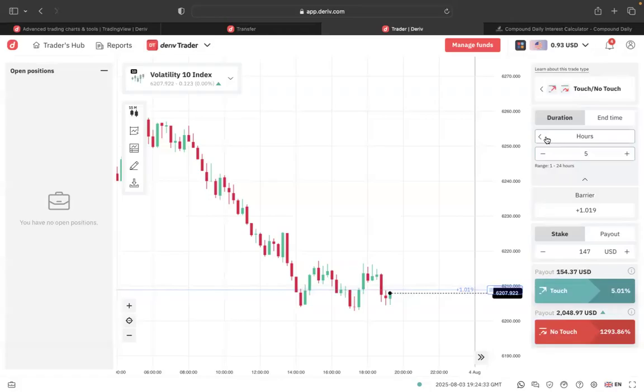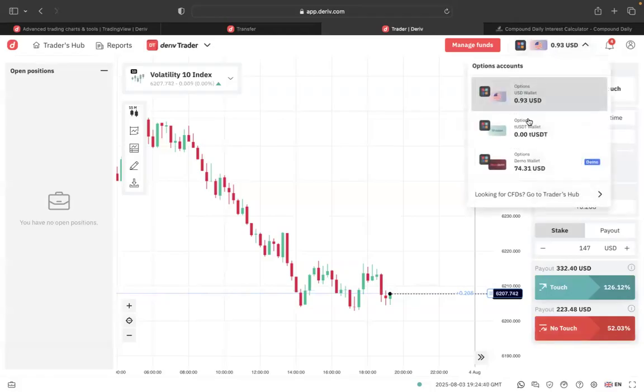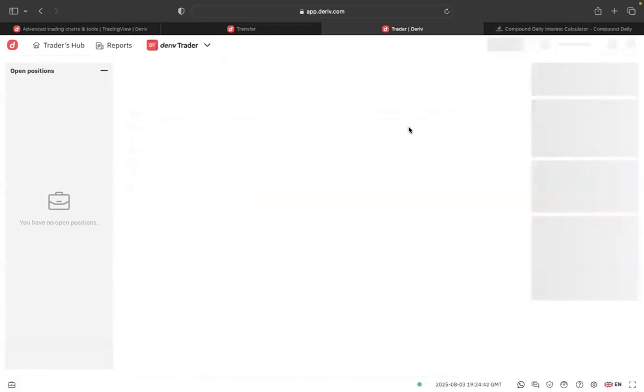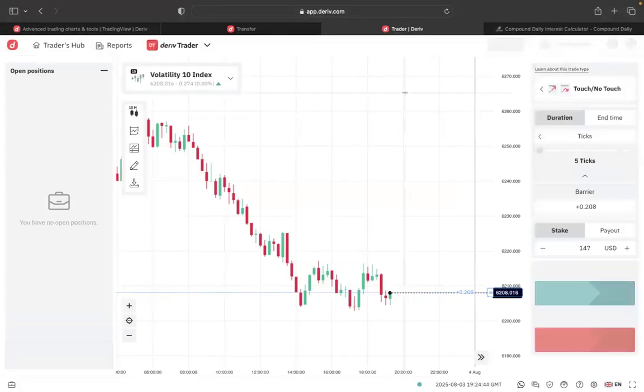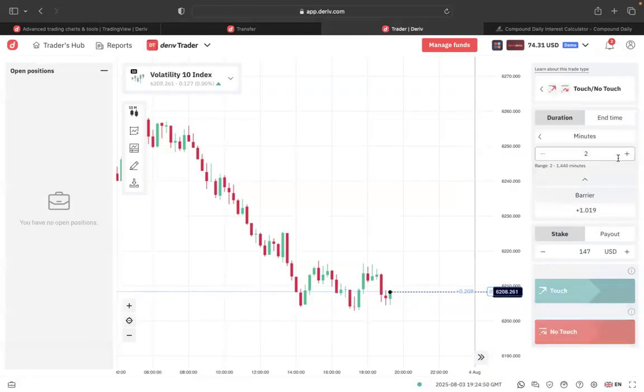So I'm going to show you guys an example. I want to show you guys an example. Let me switch to the demo account first here. All right, so let's switch to the demo account. Now, this one, ticks is way faster, but let me just use minutes so we can understand this properly. 2 minutes. Right, so guys, for touch, look at the return for touch.